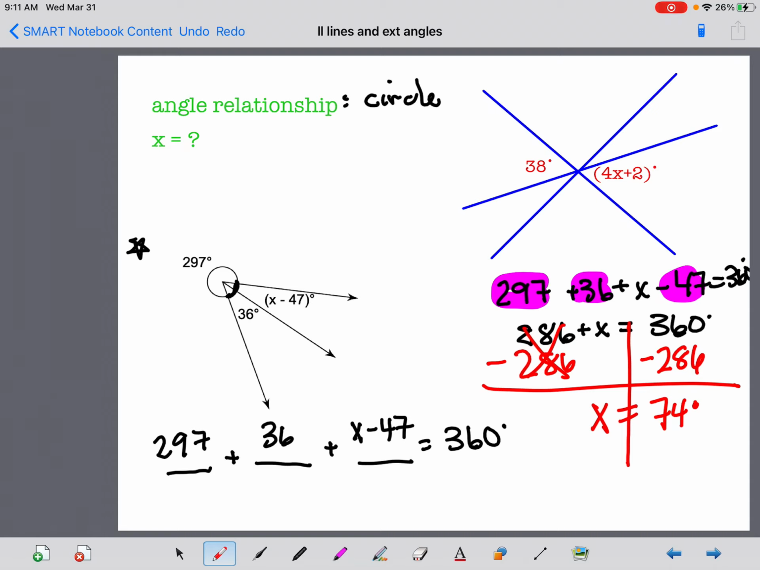So if that is the case, then I can figure out the exact angle measurement.